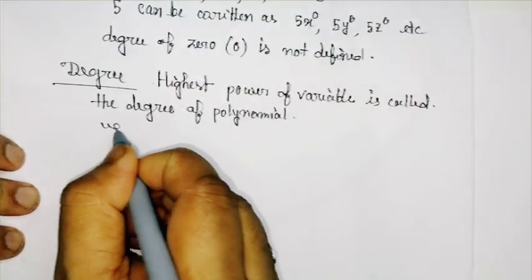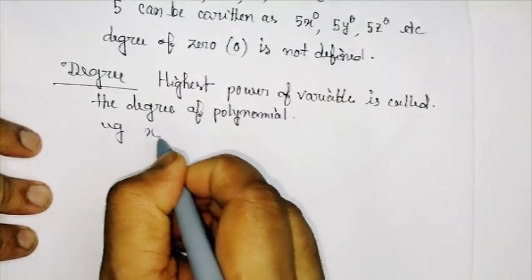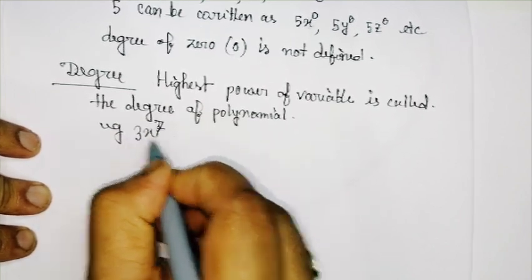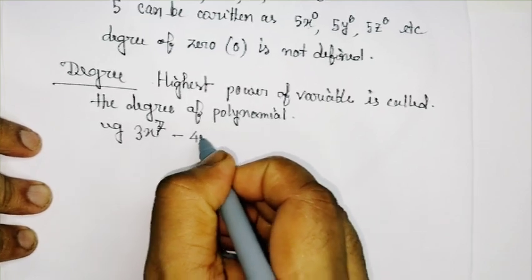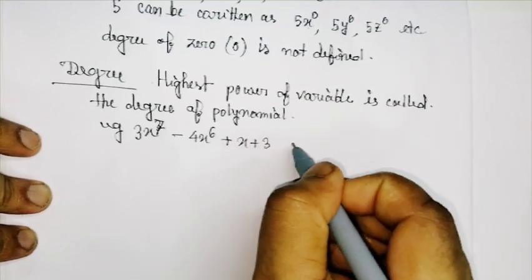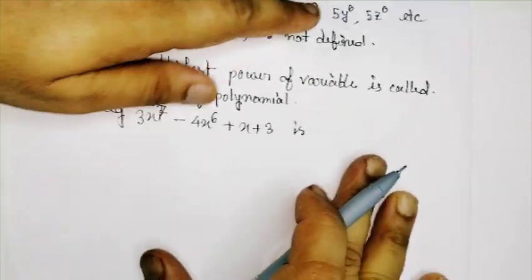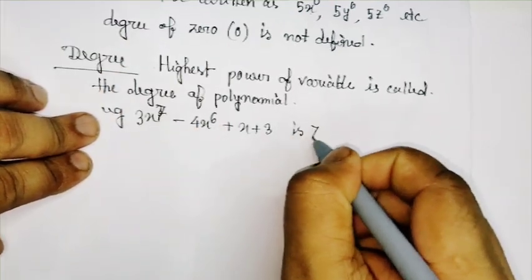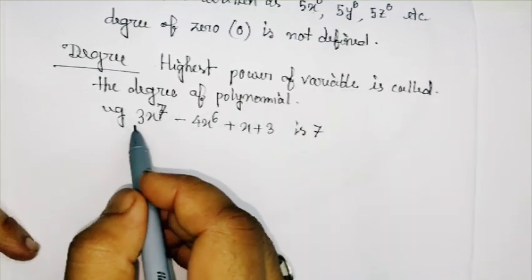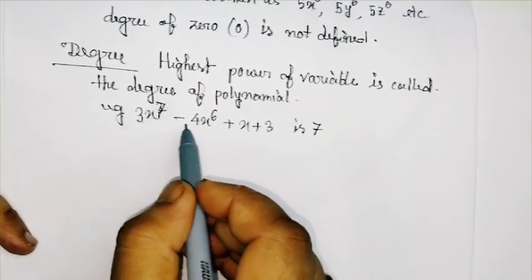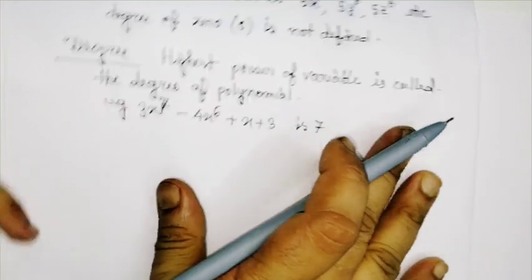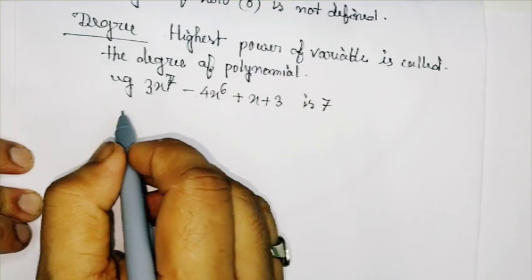For example, 3x to the power 7 minus 4x to the power 6 plus x plus 3. The degree of this is 7. So the highest power of the variable is called the degree of the polynomial. So 3x to the power 7 minus 4x to the power 6 plus x plus 3 has degree 7. Again, based on degree, there are 3 types.